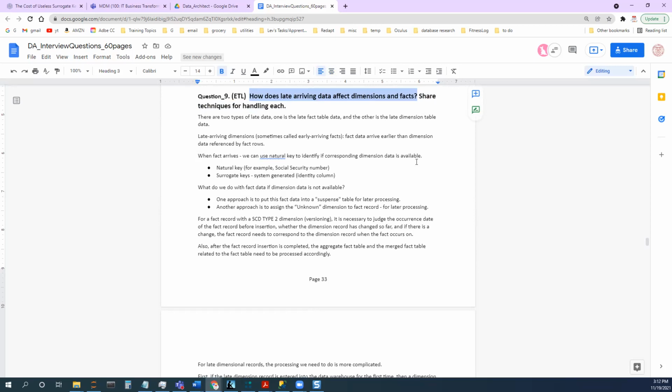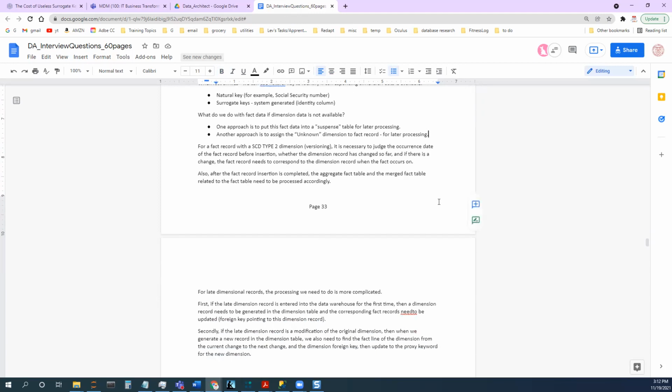Well, I agree with the first bullets there with the fact data. What do we do with that if the dimension data is not available? And the two approaches of either putting the records into a suspense table and processing them later once you do have the dimension data, or just assigning the unknown dimension. From what I could tell, the intent is that whichever approach you take, you still need to retain that raw data so that once the dimension value does come in, you can reprocess those records and assign the fact records to the appropriate dimension. So it sounds like a more generalized answer, as opposed to giving a technique that he outlined, right?